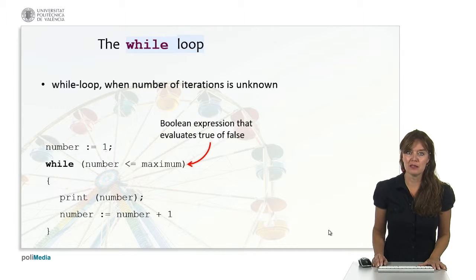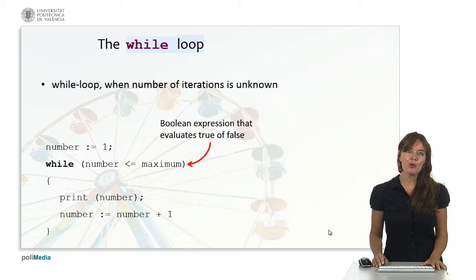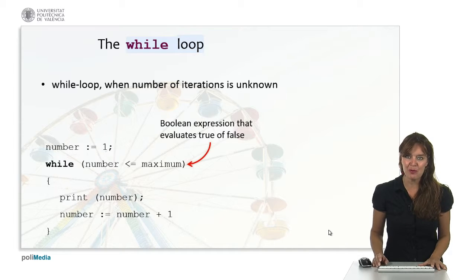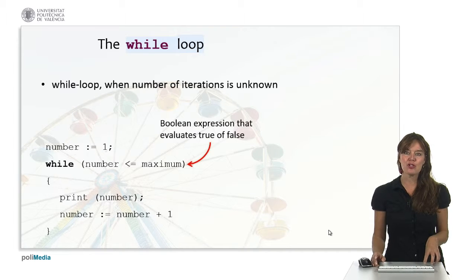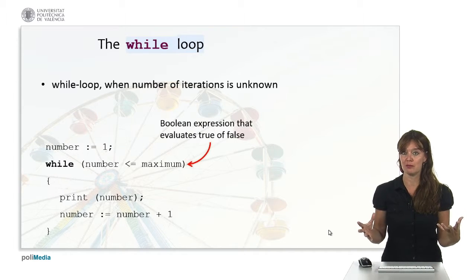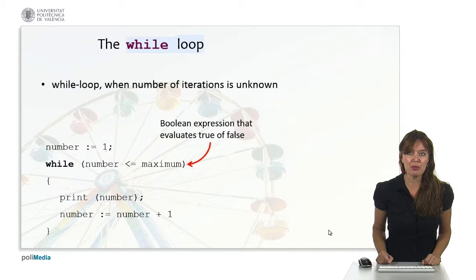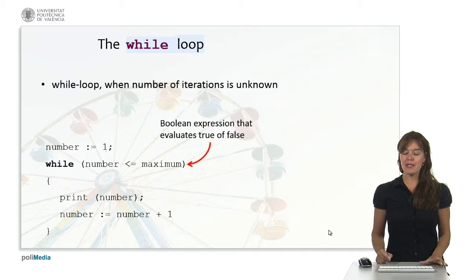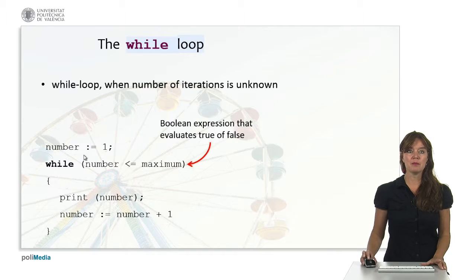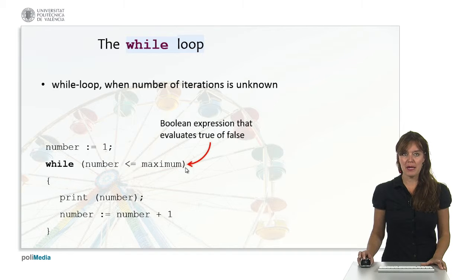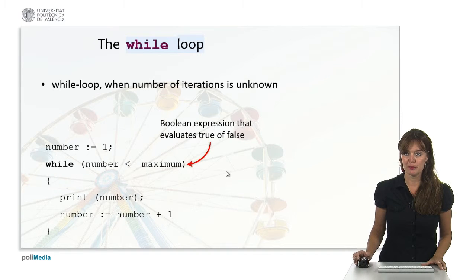We also have while loops. While loops we mostly use when we don't really know the exact number of iterations, but the number of iterations depends on some boolean expression. Here we see an example that we've seen before actually. It's this piece of code that prints a number a maximum number of times. So we assign 1 to the variable number, and while the number is less than or equal to maximum, we print the number and we increment the number. And we do this until the number is maximum. So this is a while loop.